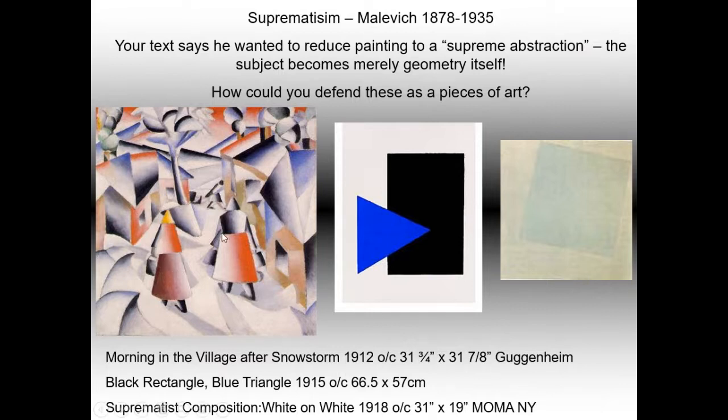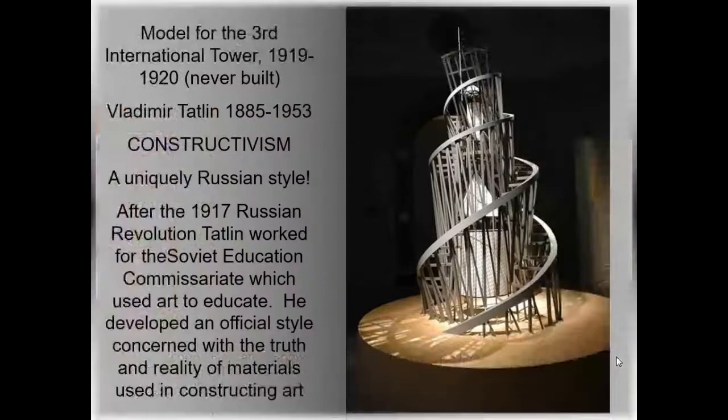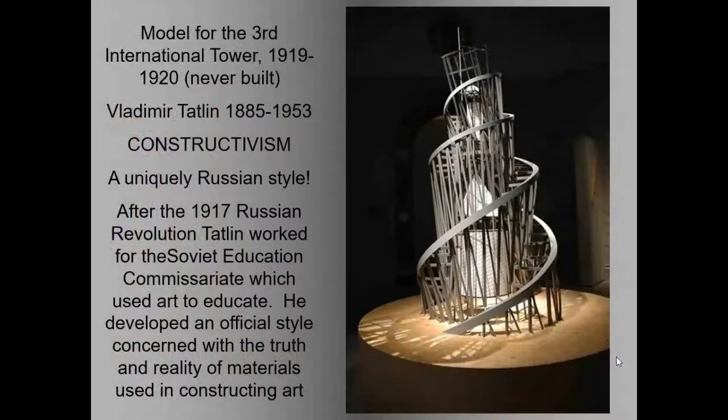This is meant to be figures walking in snow in a small village, but it's mostly just rectangles and triangles, white and blue and black, which becomes this kind of language here a few years later: triangle, square, simple color, and evolves to this white on white painting that is definitely one of the most famous pieces of the Suprematist movement. Another Russian style is Constructivism.